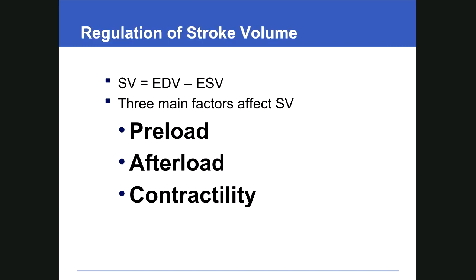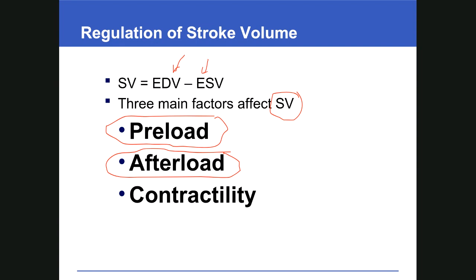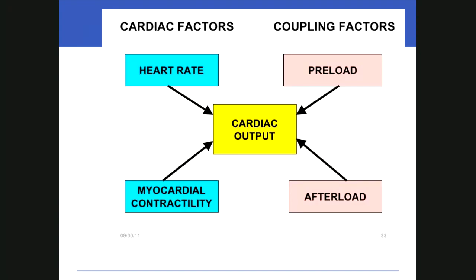So let's look at what can affect stroke volume. There are really three things. Don't forget, they either have to affect one or the other of these, or maybe both. But there's three things that affect stroke volume. One is called preload. One is called afterload. And one is called contractility. Well, I think the easiest way to visualize these is to use this picture right here.